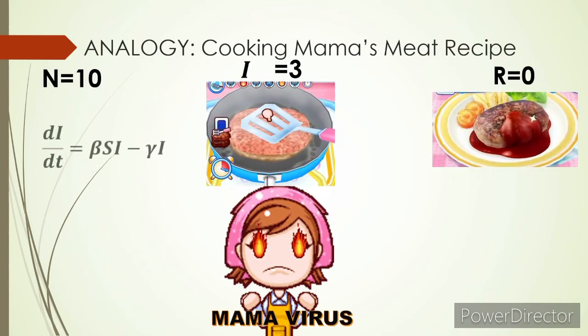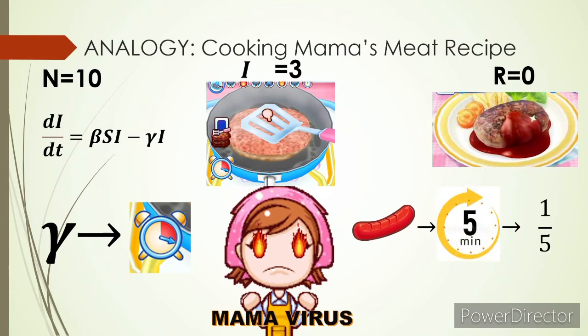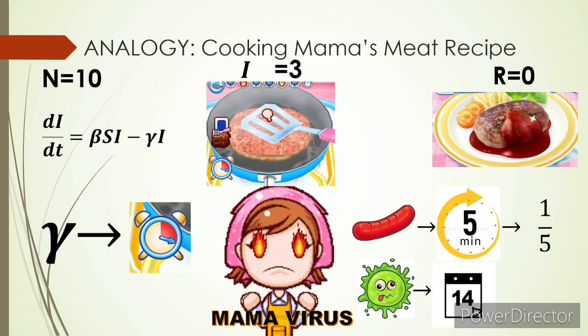Let's talk about the recovery rate. In this analogy, the recovery rate will be compared to the cooking time, which is the amount of time the meat spends in the pan. An example would be a hot dog. If it needs 5 minutes to cook, then its rate will be 1/5, which would mean that 1/5 of the hot dogs being cooked will be available after. If it's a disease and you need 14 days to recover from it, then the rate will be 1/14, which will indicate that 1/14 of the infected population will recover.